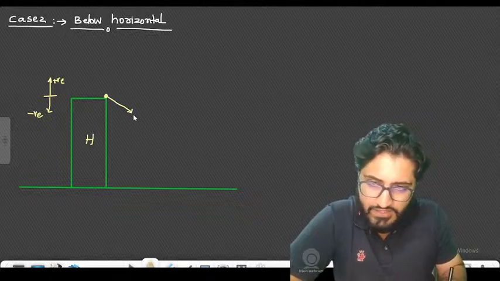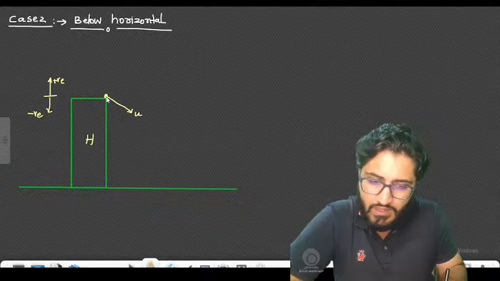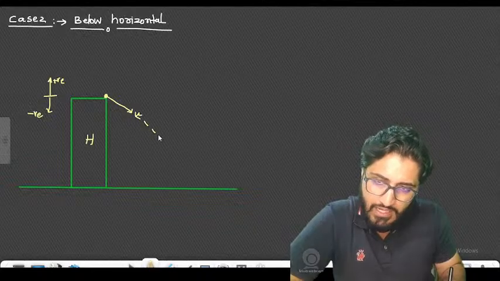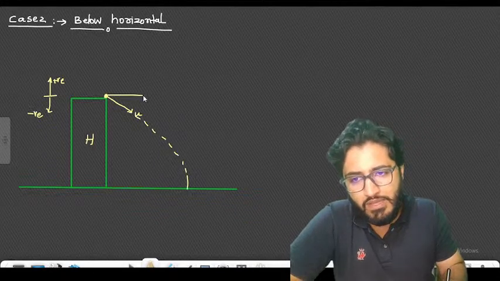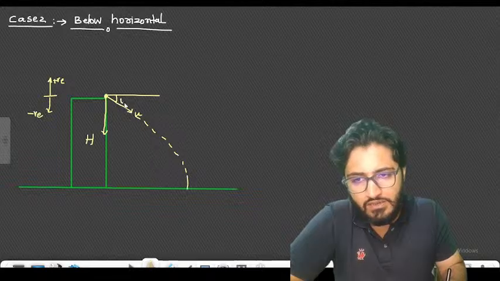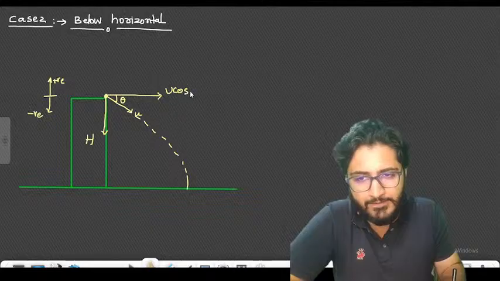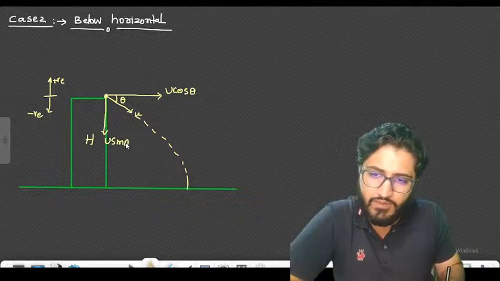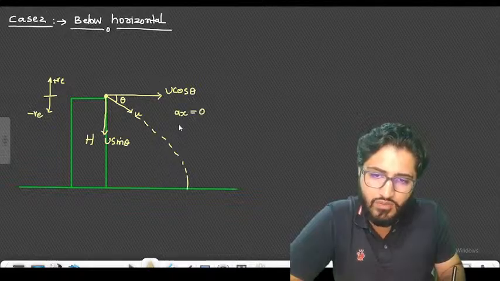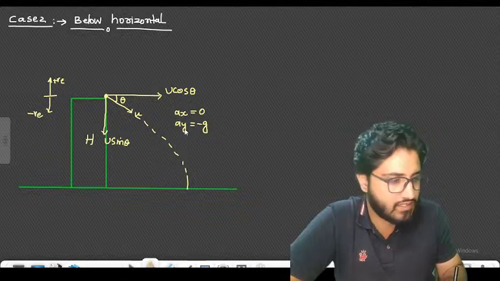Look now, if this is at u velocity, so my projection will be like this. It's a projection. Now I will make its component forms. If this is angle theta with the horizontal, so this would be u cos theta, and this one will be u sine theta. No acceleration in x direction, so I will write ax is 0, but ay I will write it is minus g. Nothing more than that.